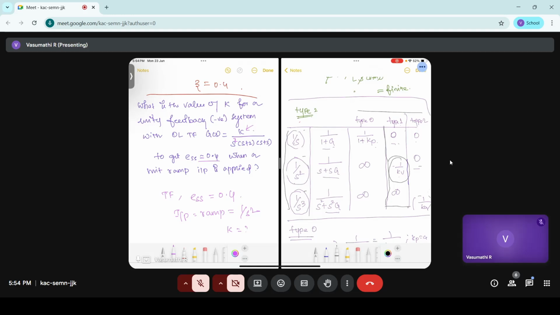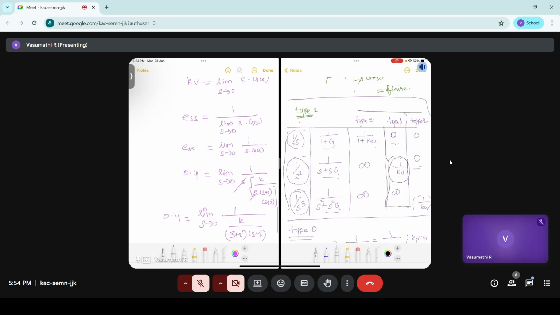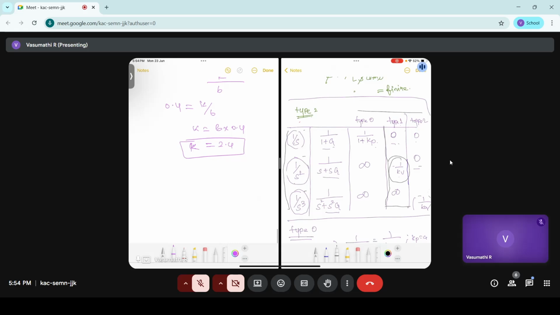K will also be 0, right? So you would expect some problems like this based on steady state error. The juggling will happen in inputs and the type of the system. They can ask what if the step input is there, a parabolic input is there, or what if the system type is 0 or 2. It will cover only from this table.